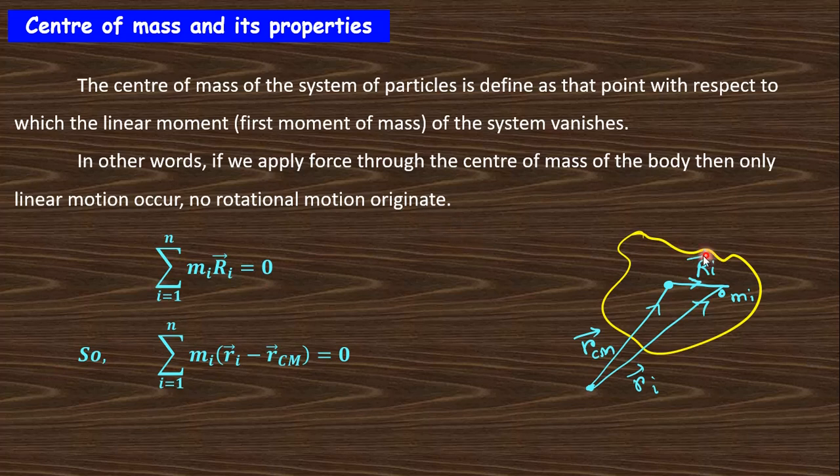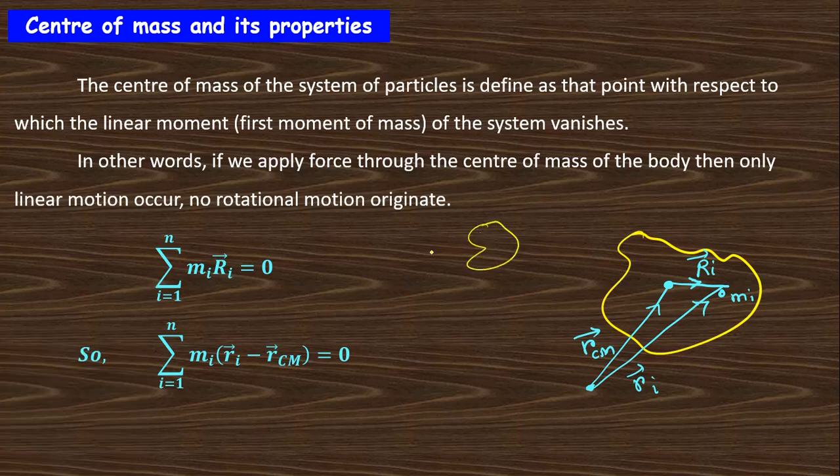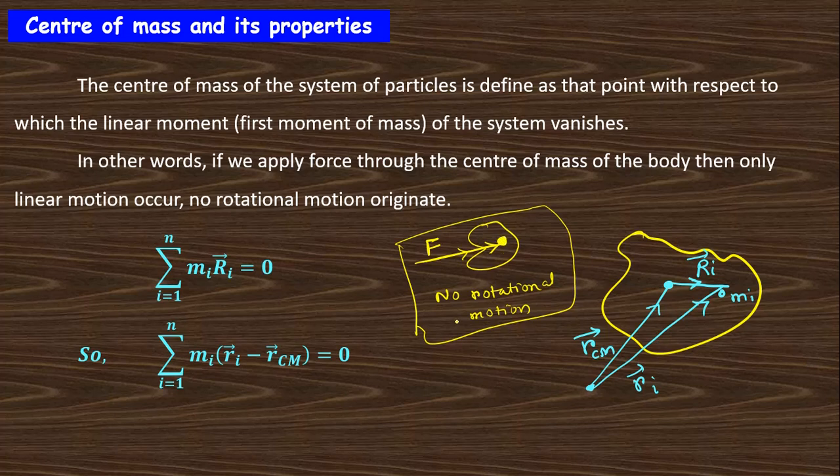Basically, you can say that if there is a body, and suppose this is the center of mass, and if you apply a force along the center of mass, then there is no rotational motion. This is the basic criterion for the center of mass. If we apply force along the center of mass, there is no rotational motion.